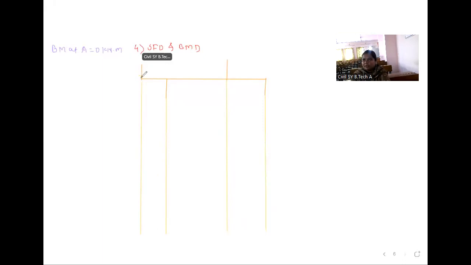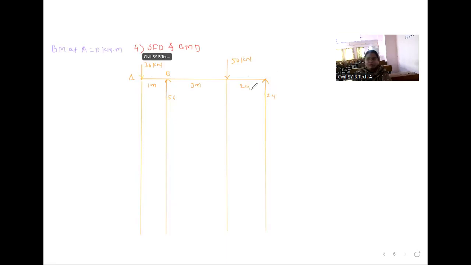So at A point, one point load is applied and the intensity of this point load is 30 kN. Here B point is there, this is A. Here the value is 56 RB. And here, no, not here. This is RD, this is 24. Here one point load is applied and intensity is 50 kN. Span: this is 1 meter, this is 3 meter, and this is 2 meter.